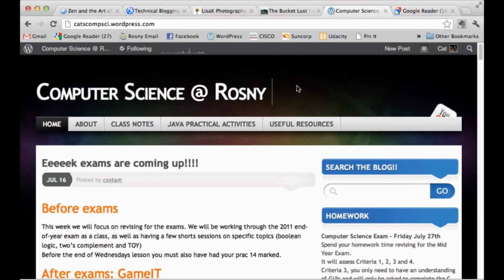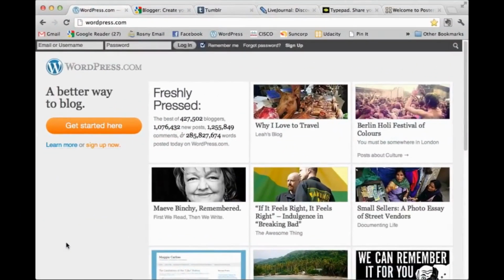Once you've picked your theme and you've decided on what you want to blog about, and you've had a bit of a think about what kind of look and feel that you want to create, you then need to pick a tool to use to create your blog. So there are quite a few around. I've just come up with 6 fairly common ones. The first one I've got here is WordPress.com.